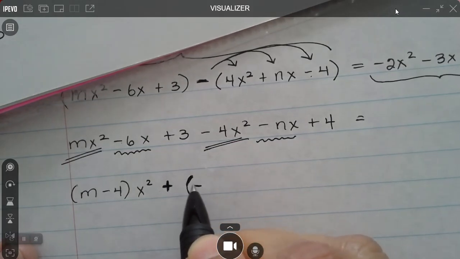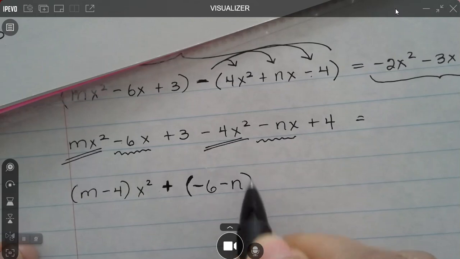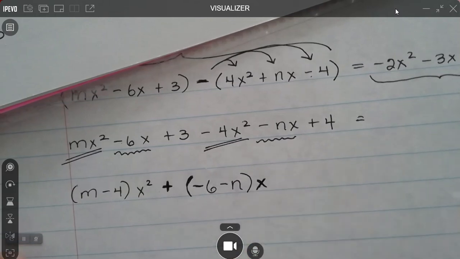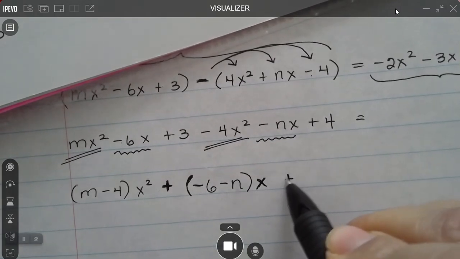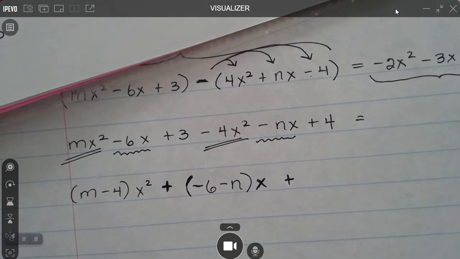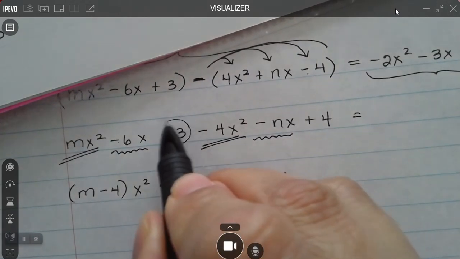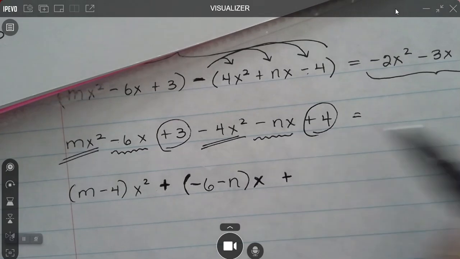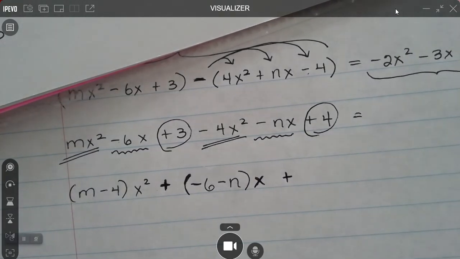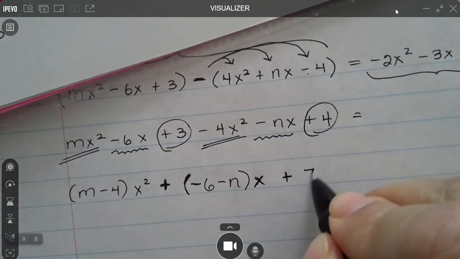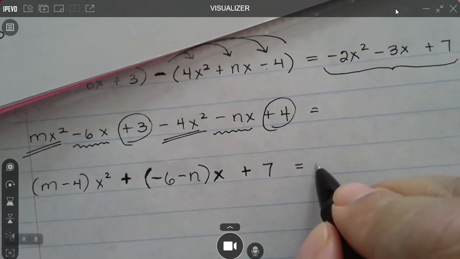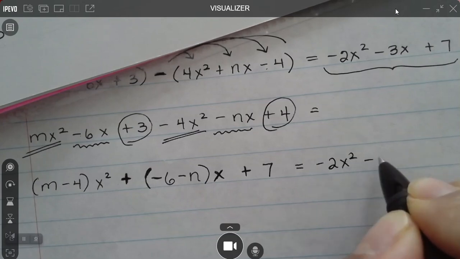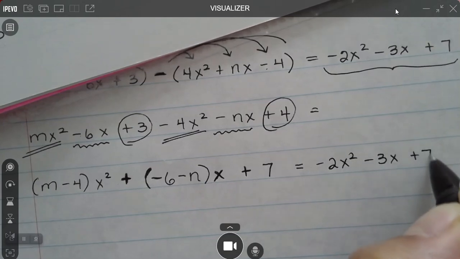So I have to write this one as negative 6 minus n x plus, and I'm being careful on these problems because I know it takes a little bit longer, okay? And then the constants. And the good thing is they're both positive, see? And what's 3 plus 4? 7. All right, so this should equal negative 2x squared minus 3x plus 7.